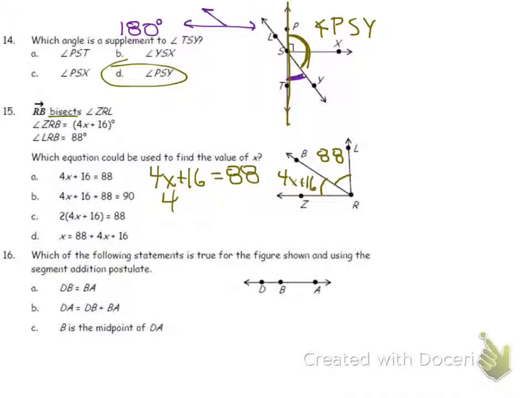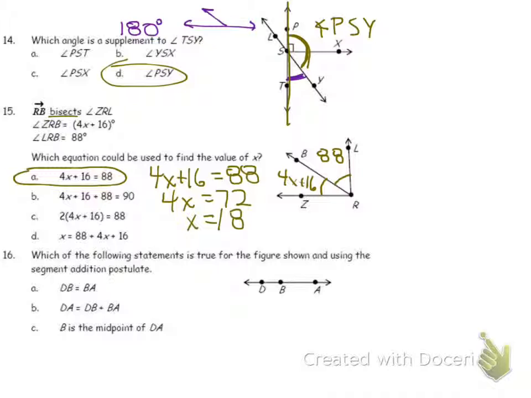I get 4x equals 72, so x comes out to be 18. Now I got ahead of myself here because it just wants the equation that I could use to solve. So it looks like I wanted to go with A, which was that first one I wrote, and that's because the two angles are equal.